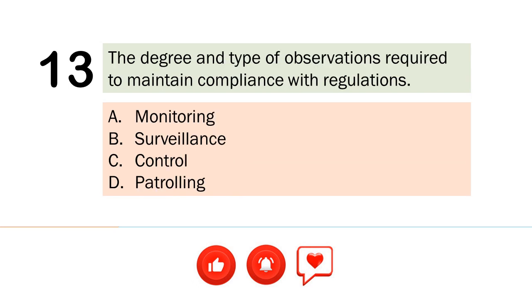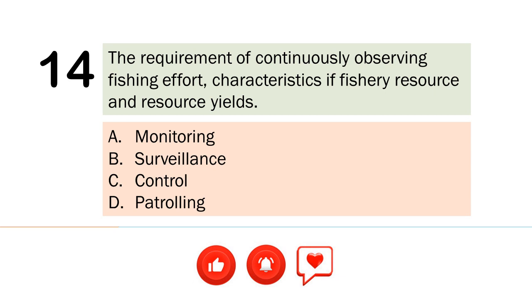Question number 13. The degree and type of observations required to maintain compliance with regulations. A. Monitoring. B. Surveillance. C. Control. D. Patrolling. The correct answer is letter B. Surveillance.